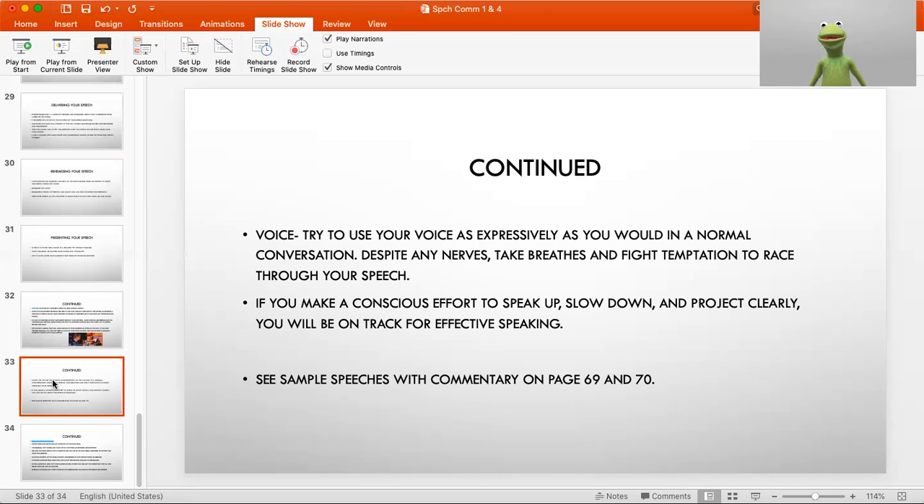Now, if you look in your book on pages 69 and 70, you'll see some examples of speeches with some very helpful commentary on the side.